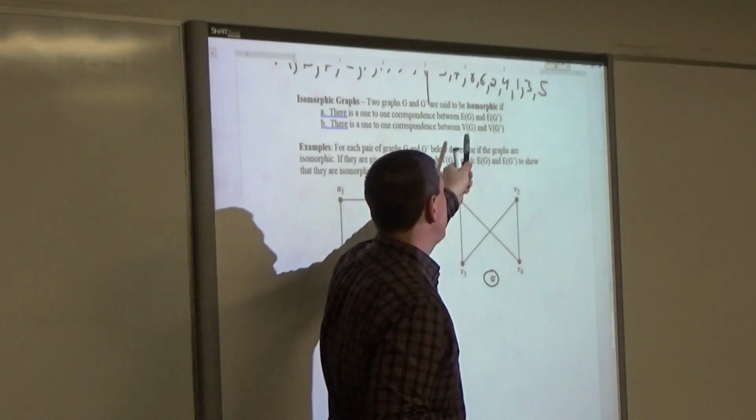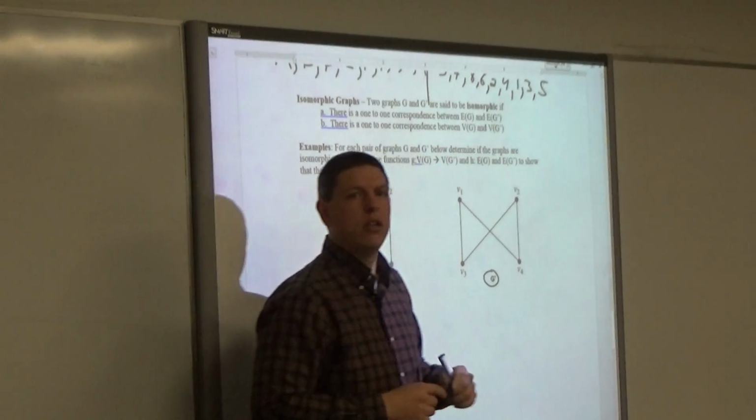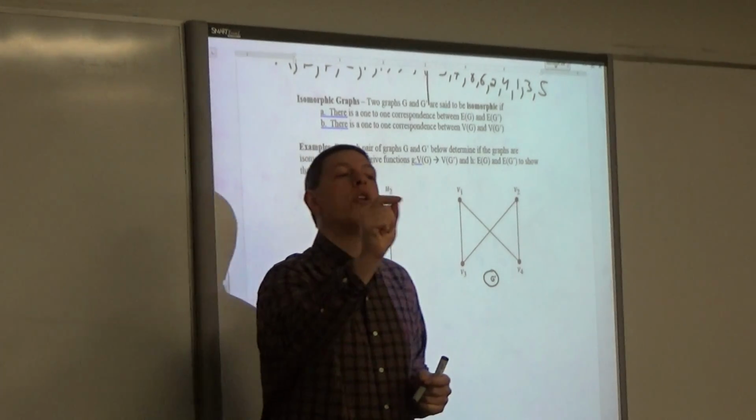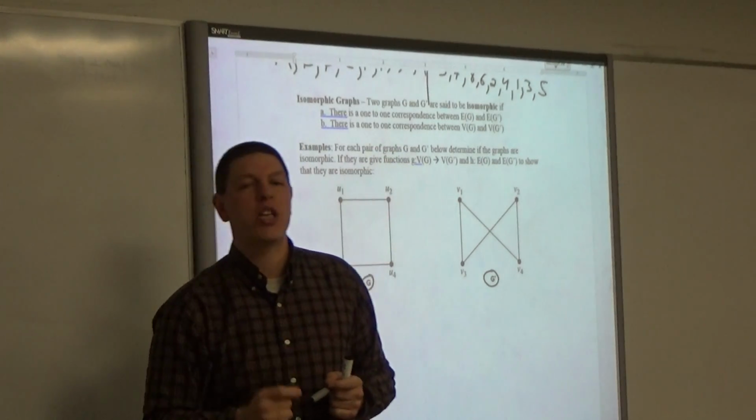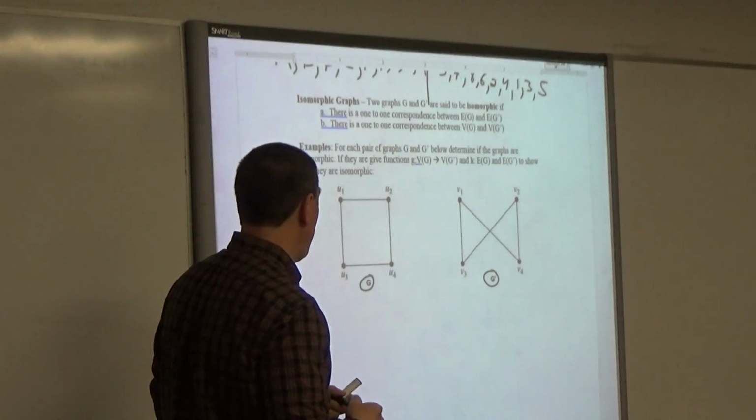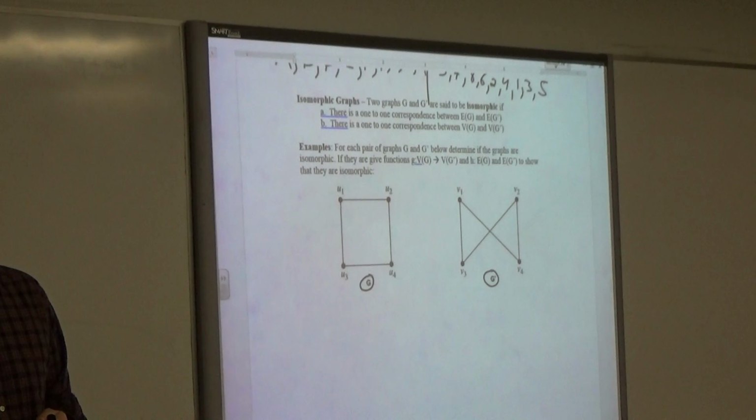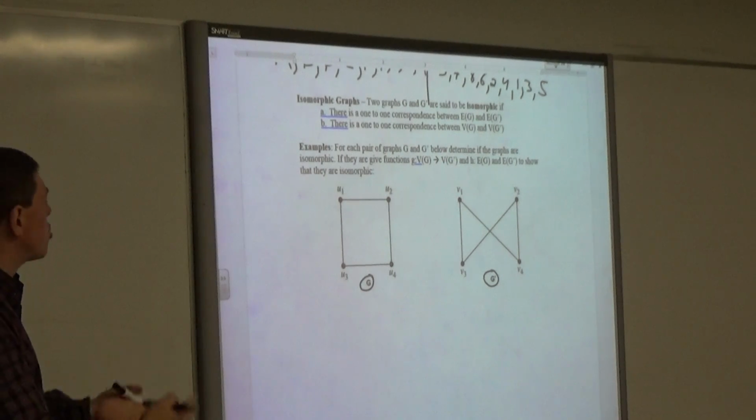And somebody remind me, what does E of G mean? Edges of... the edge set, right? So there's a one-to-one correspondence between the edge sets of those. There's also a one-to-one correspondence between V of G and V of G prime. Okay, so that's what we're looking for.